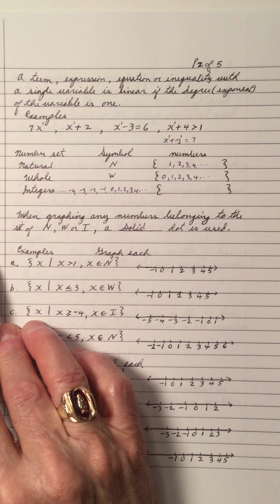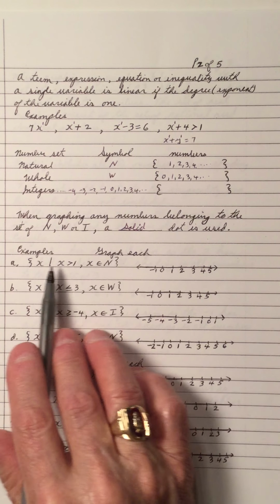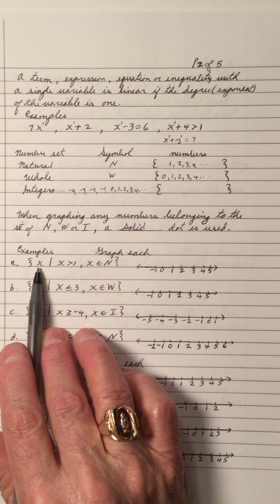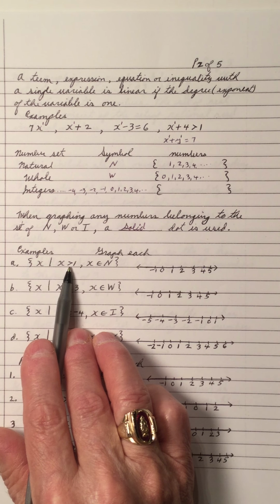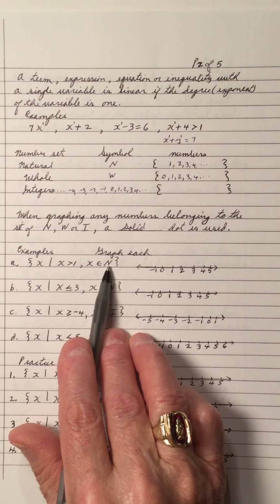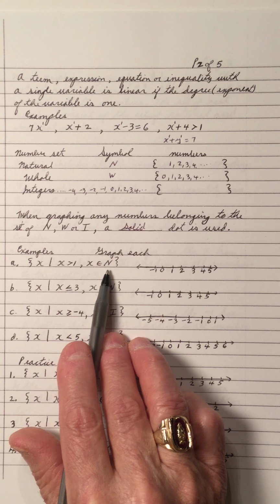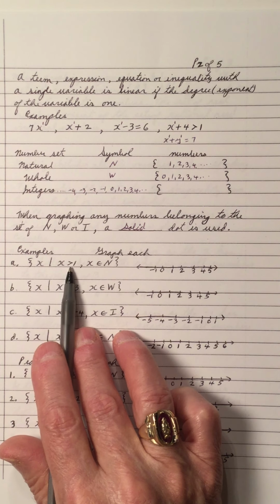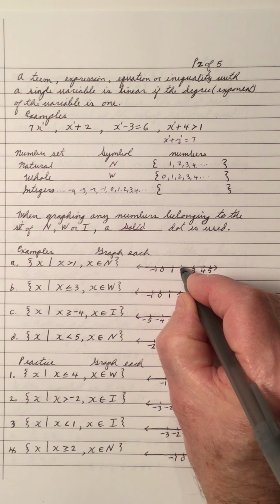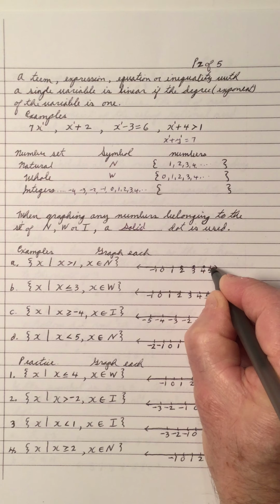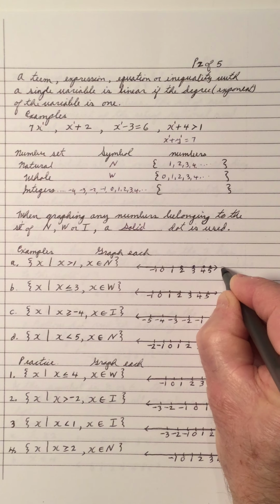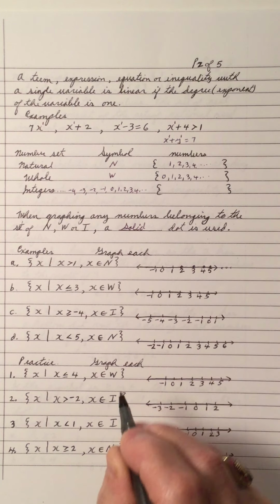Let's practice. Graph each. Notice the set builder notation: the set of all x such that x is greater than 1, where x belongs to the naturals. So the naturals are only 1, 2, 3, 4. So greater than 1, but not 1. That means we have a 2, a 3, a 4, a 5, and we're going on, so we put 3 dots on the end.